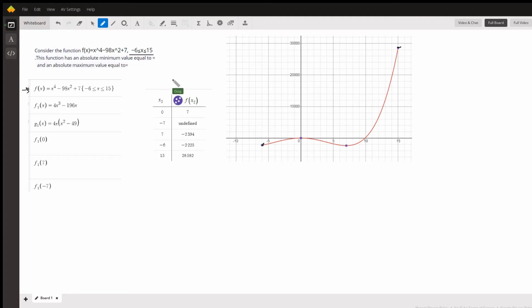And what do we mean by critical numbers? We mean where does the first derivative equal 0? So here's the first derivative right here, employing the power rule. And I've rewritten it here by factoring out the 4x and leaving the binomial x squared minus 49. That makes it easy to tell where the zeros of the first derivative are, where it equals 0.